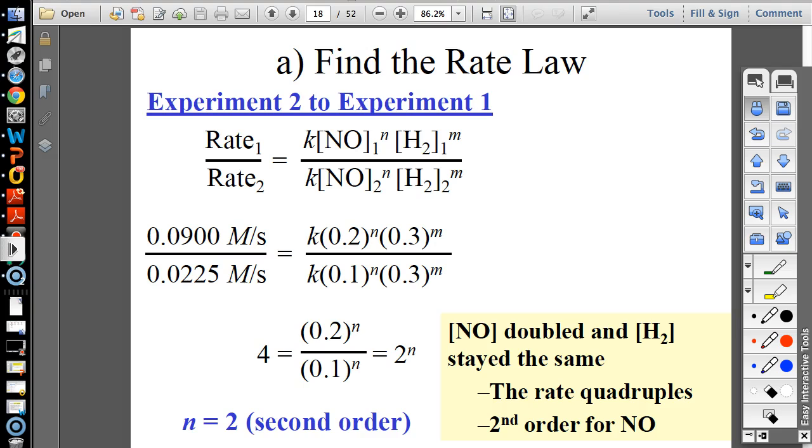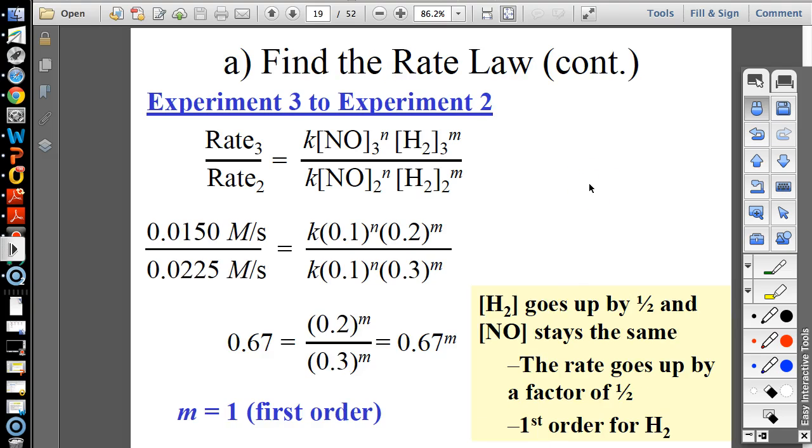So n for O was 2, which is what we just did, and we used those same 2 experiments. To find it for the 3 to 2, which is the first thing we actually did, you write the rate law for trial 3 and trial 2, fill in the stuff, and then you get 0.67 is equal to 0.67, and so m has to be equal to 1.